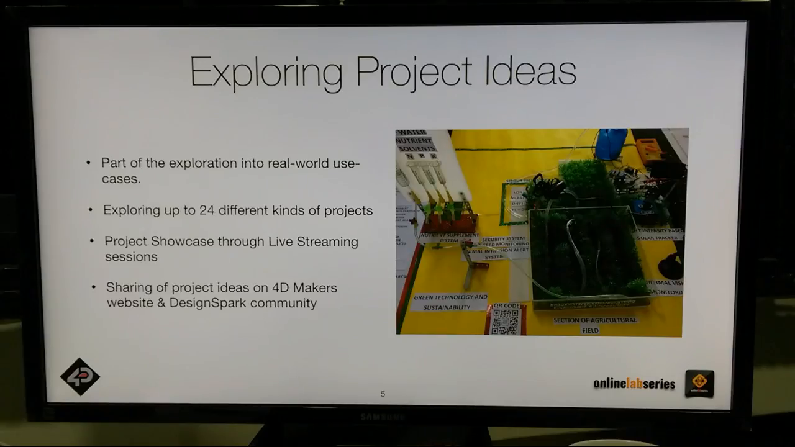Okay, so the next thing that I want to talk about is exploring project ideas. Now, the whole reason behind these project ideas is really for us to look at real world use cases, right? It's about exploring what is happening in the real world, bringing together real problems that need a solution, and then looking at all the available products and hardware that each brand has to provide. Once we have done that, it will allow us to clearly determine the best and most effective way of solving those problems. Throughout the whole lab series, we will be showcasing up to 24 different projects or use cases.